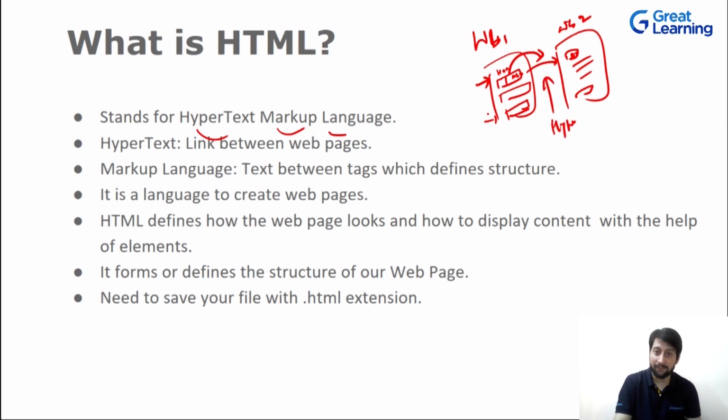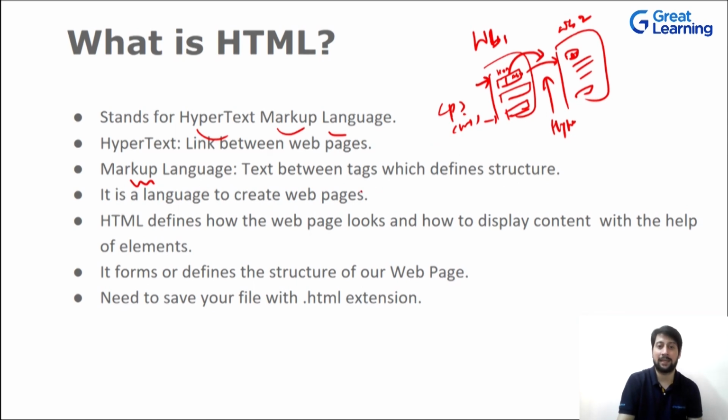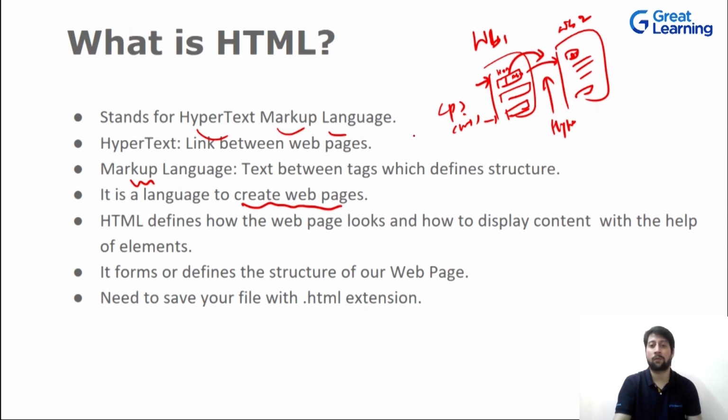And anything that defines the structure using these elements, that is the paragraph tag or the image tags, is your markup language. So basically, HTML is nothing but a language to create web pages. Now, anything that is related to how your web page looks and how it displays the content with the help of elements is basically your HTML.